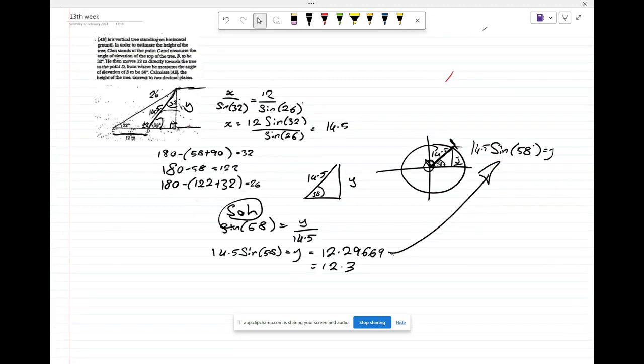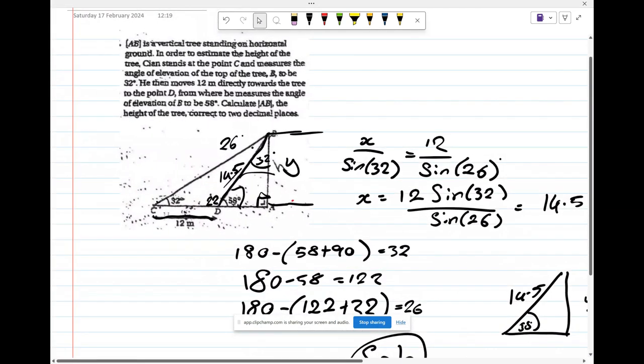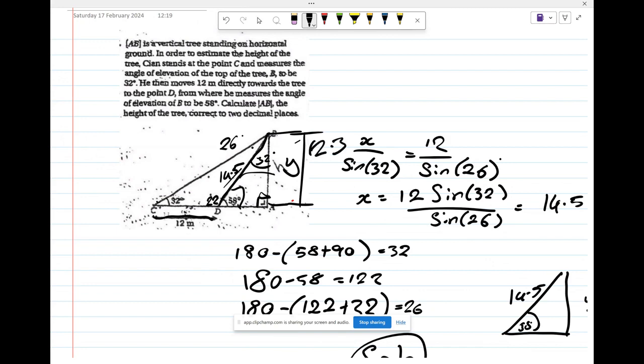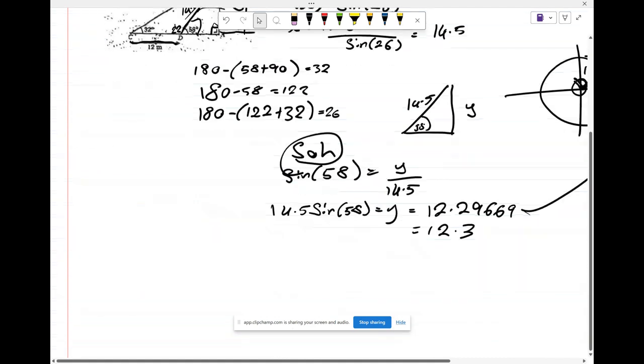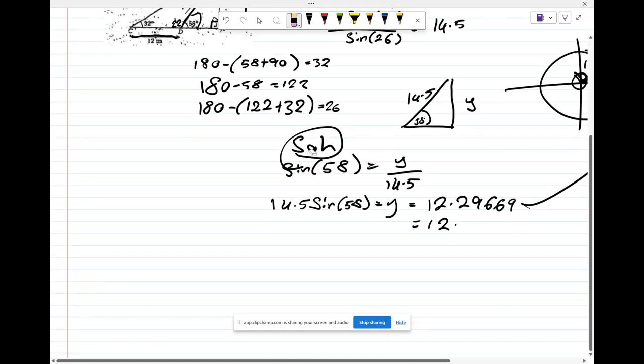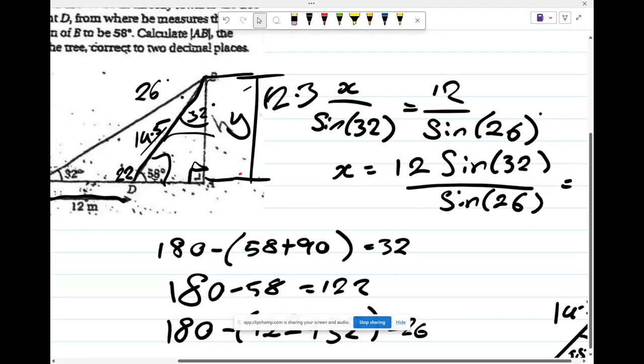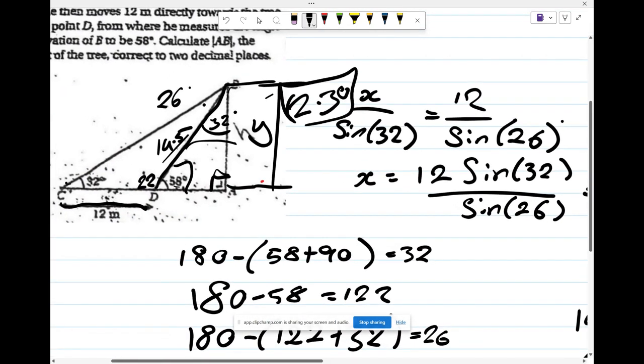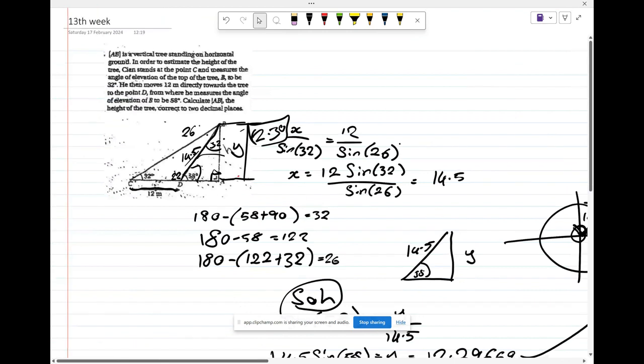Okay, great, so that's the whole question done. We found the height of the tree. It was, I think, 12.3. Oh, corrected to 2 decimal places, so let's say, yeah, it would be 12.30. Okay, and that is the question done. So that is how you would use trigonometry in the real world.